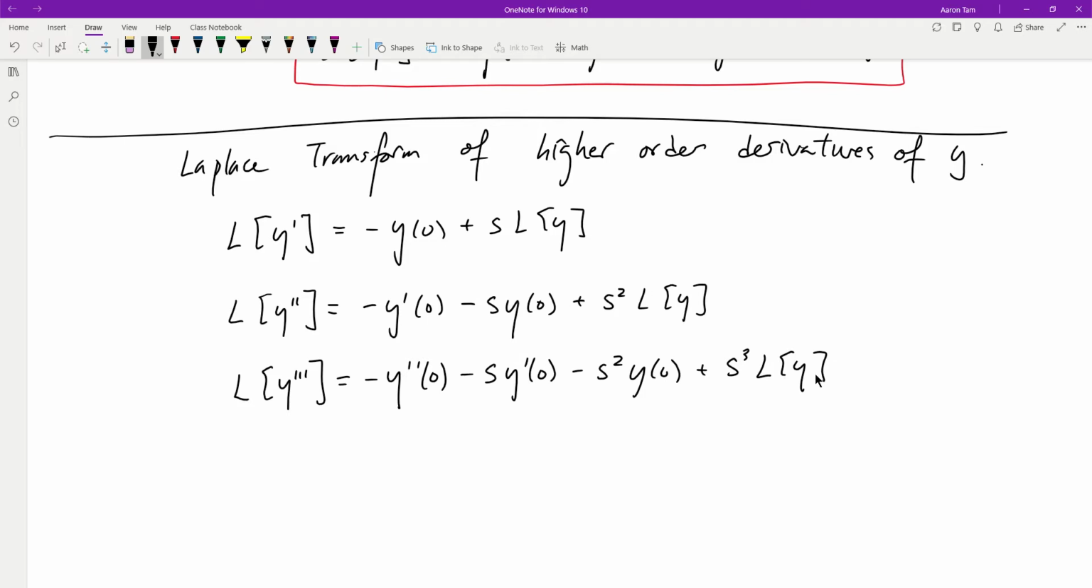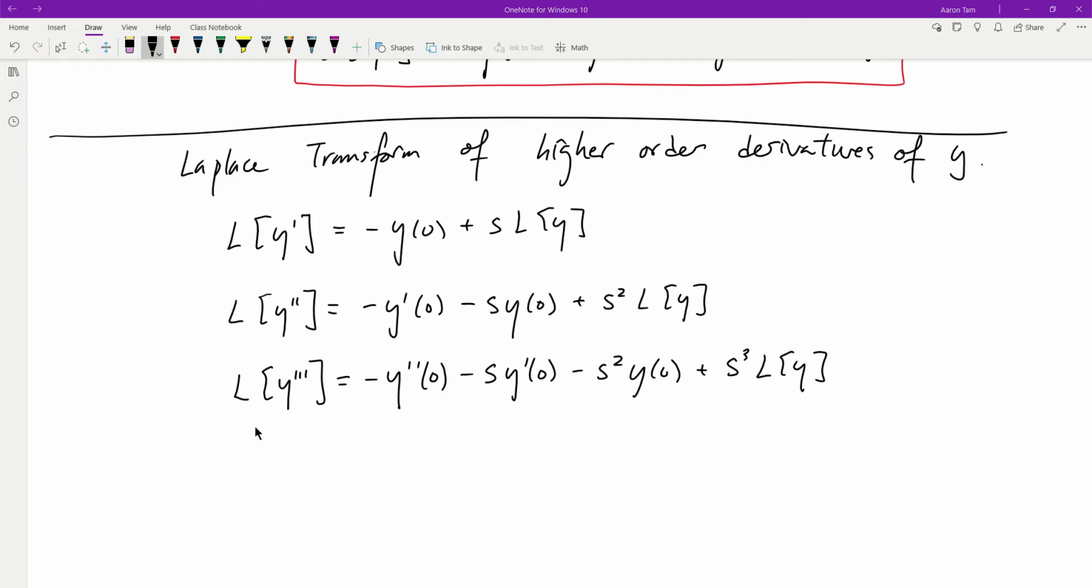So now comes the big question. Based on the pattern that's established here, can you now write out what is the Laplace transform of the fourth derivative of y? So what I would suggest you to do is pause the video and see if you can write that out. And then once you finish, you can continue the video and see if you got it right. Okay?